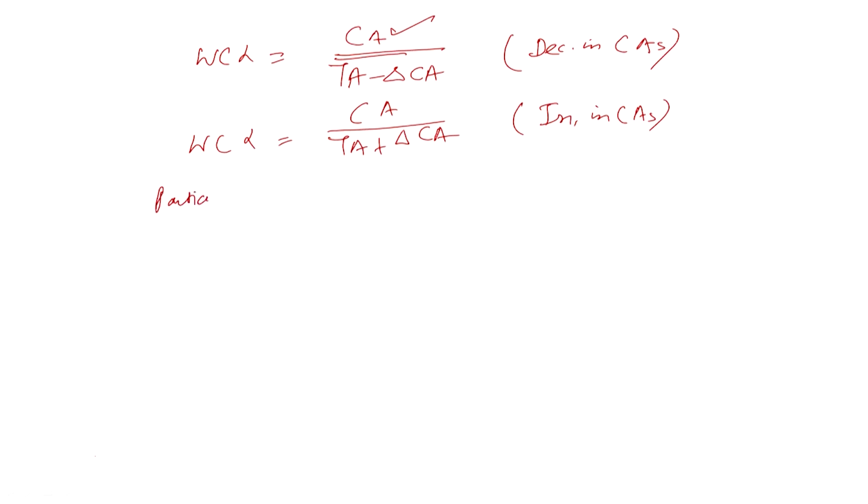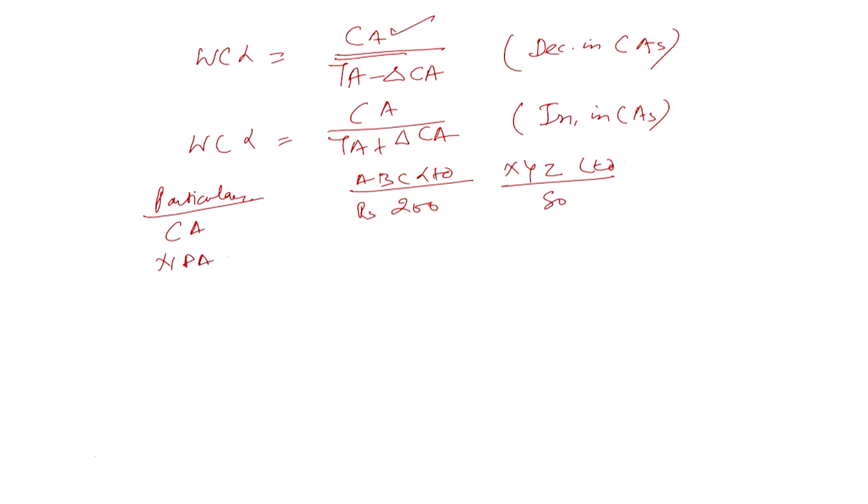So these are the particulars, and we have two companies. The first one is ABC Limited, and the second company is XYZ Limited. In this case, current assets are rupees 200 lakhs in ABC Limited and only 80 lakhs in XYZ Limited. Then we talk about the net fixed assets, which means fixed assets after depreciation. So this is 80 here and 200 there.